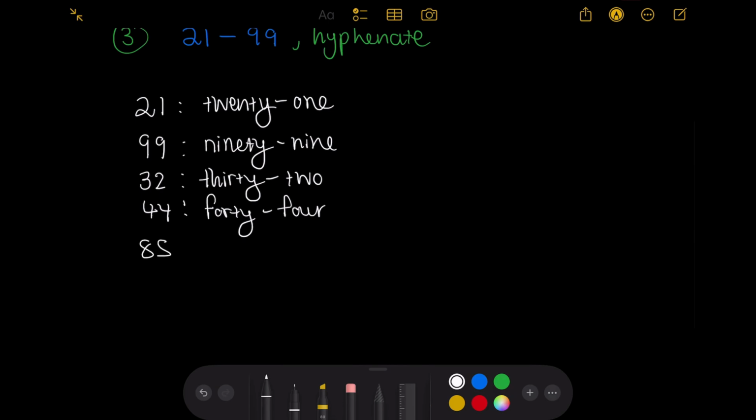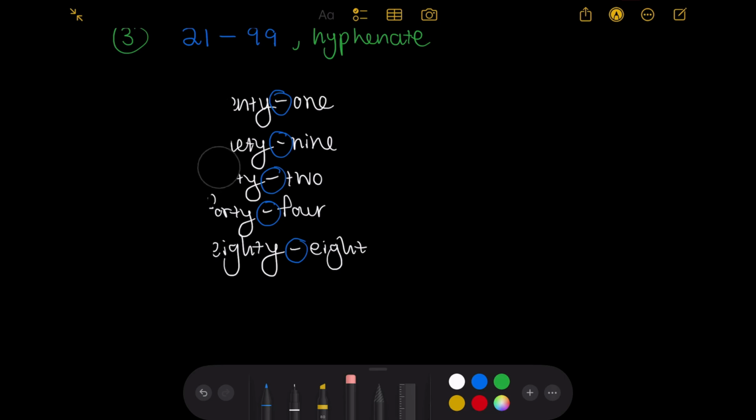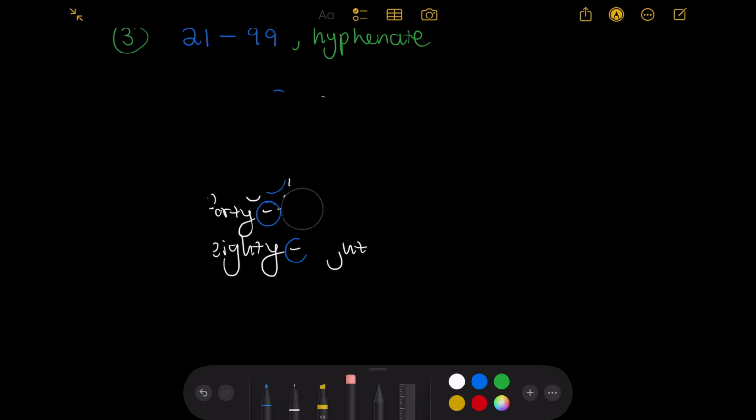You can even think about 88. Yes. Then when we think about this, we see that any number between 21 to 99, we have to hyphenate. And this is what is known as hyphenating. That's also really, really important.